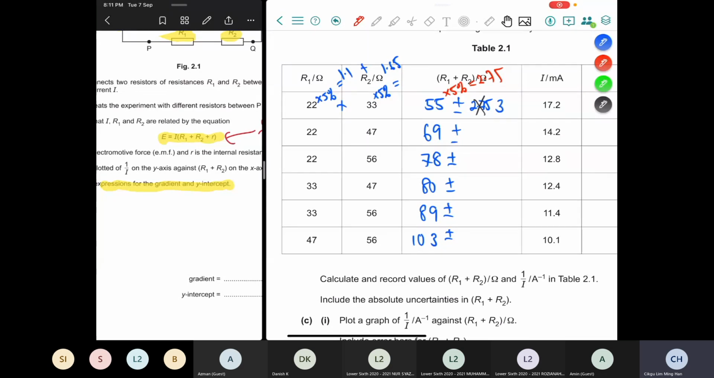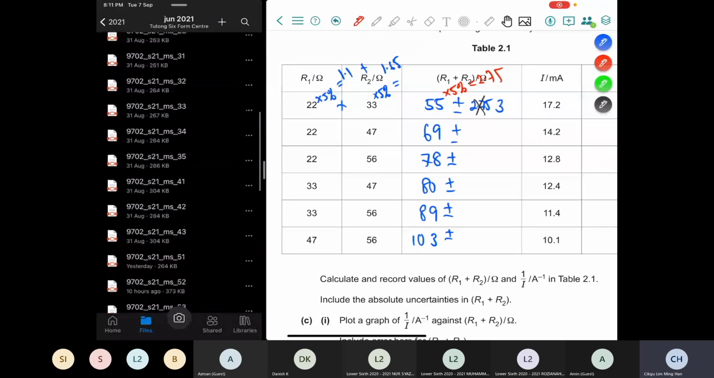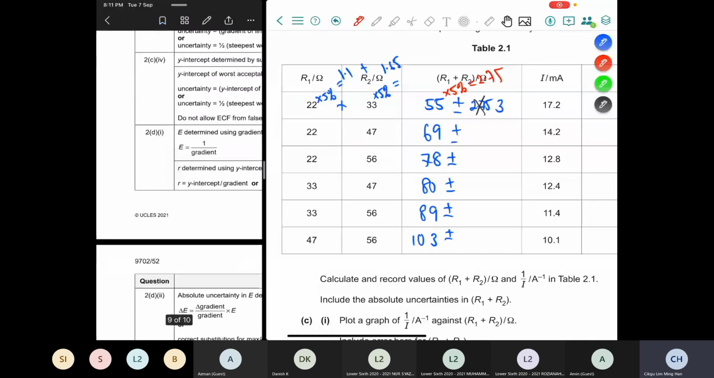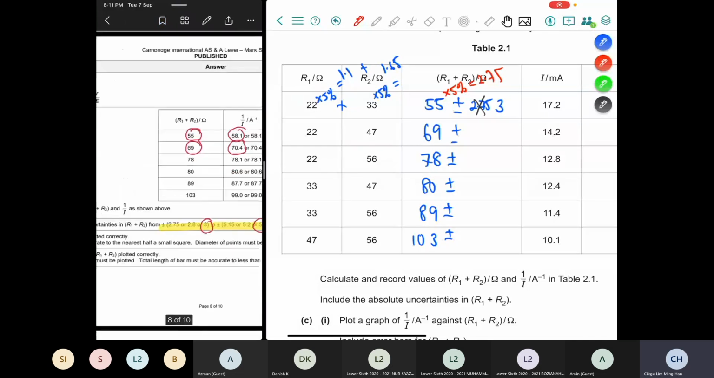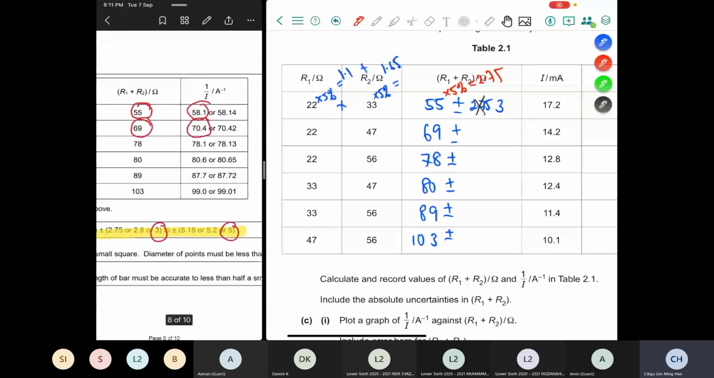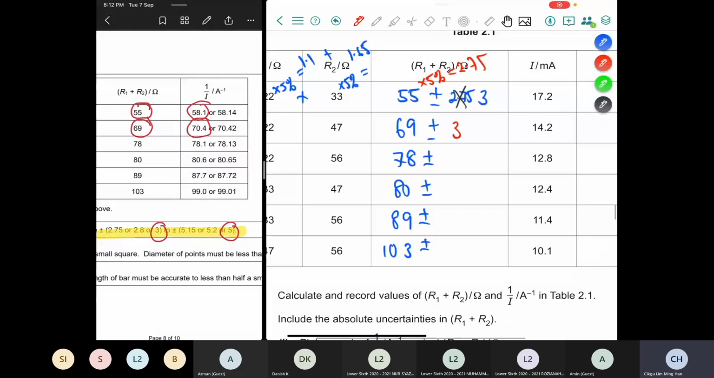Okay, so I do a quick one, my last calculation here. So we look at the answer here. I also don't have the answer, so I need to calculate myself. So 69 times 0.05 is 3.45. So maybe just make it 3. Round off 3.45 to 3. 78 times 5%, you have 3.9. So this is a 4.